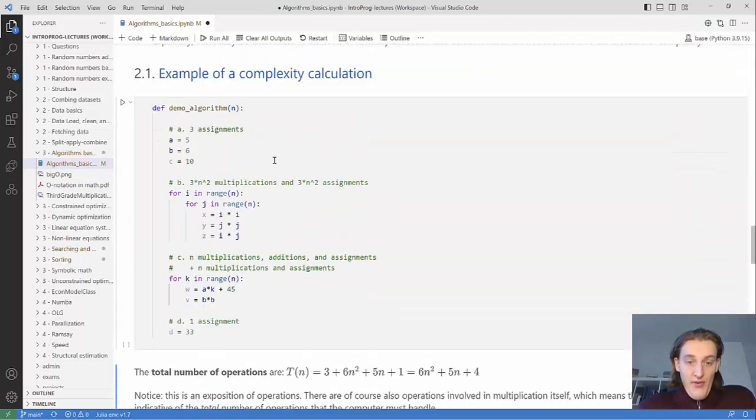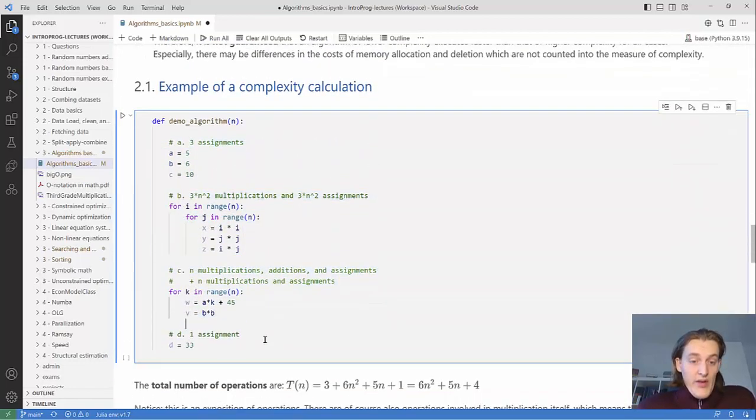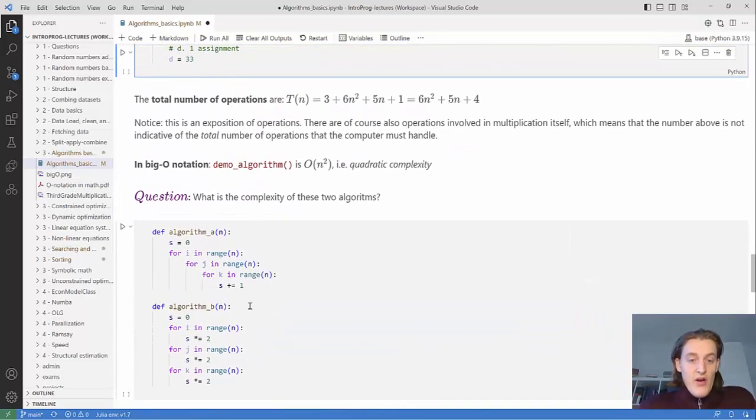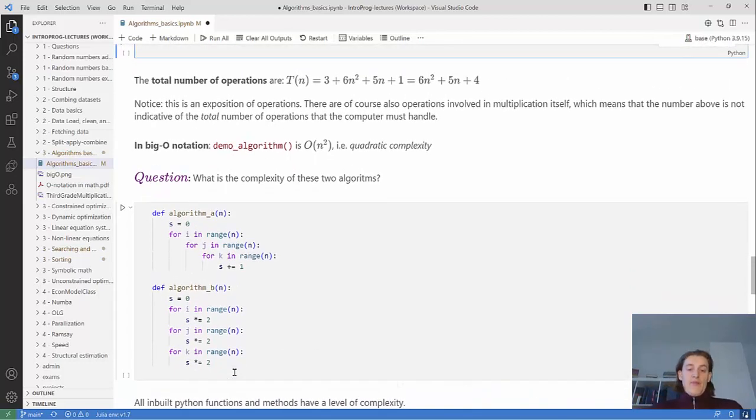Now I showed you how I counted all this, and now I want you to pause the video and try to count these 2 algorithms. What are the total number of operations, and what are their algorithmic complexity? So pause the video and try to do that.